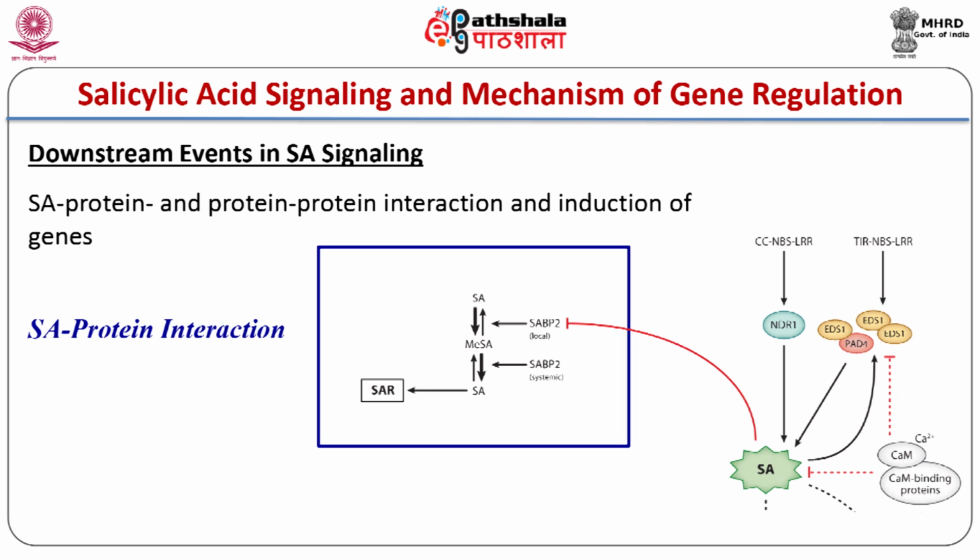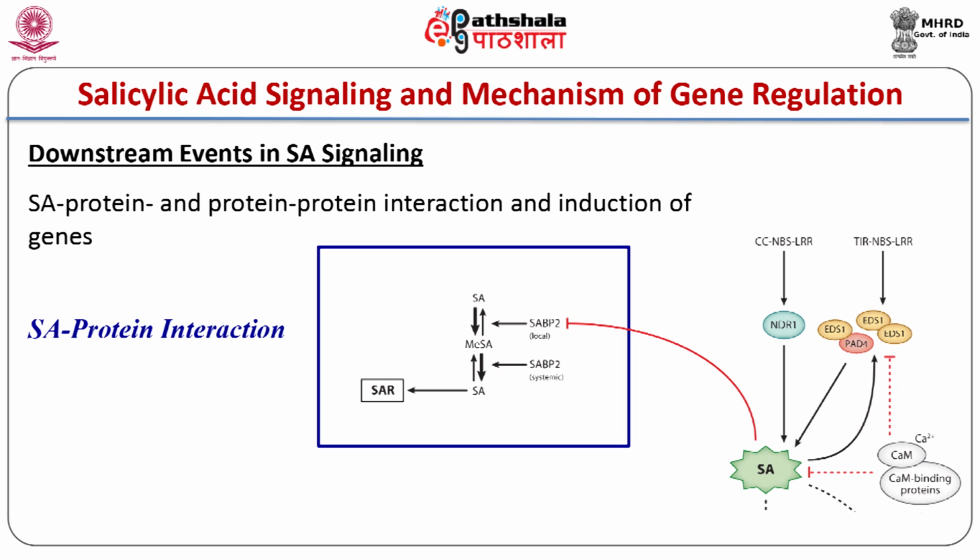Another SA binding protein is catalase, which is responsible for the degradation of H2O2. However, an increase in SA level or an application of a biologically active SA analog inhibits the H2O2 degrading activity of catalase. In addition, SA also impairs the activity of another H2O2 scavenger, cytosolic ascorbate peroxidase.